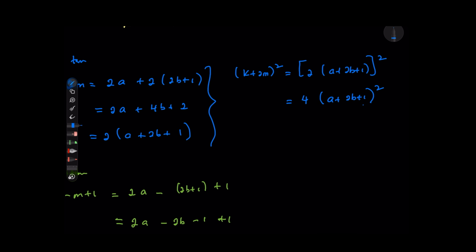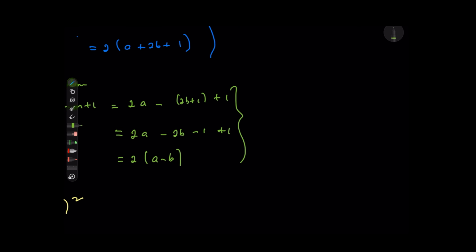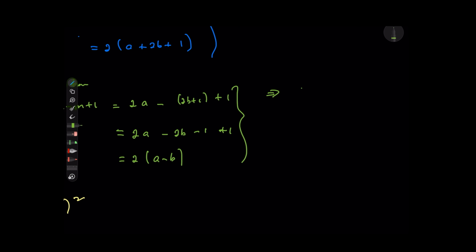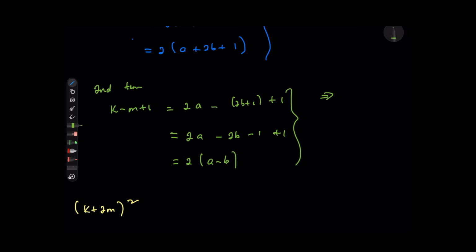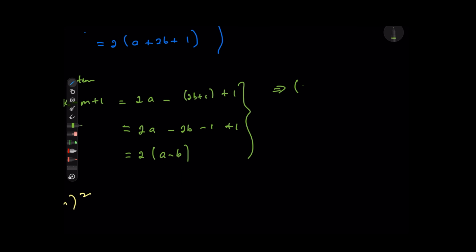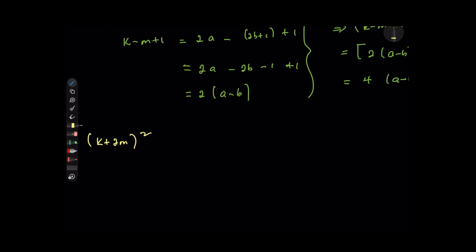And then I take this now and put it into my expression. So let's do the same for this one. What was it again? k minus m plus 1. So I'll have (k minus m plus 1) all squared is equal to (2 into (a minus b)) all squared, which is equal to 4 into (a minus b) all squared. We'll handle this after. Let's just substitute everything now.